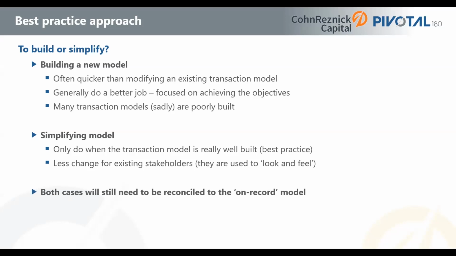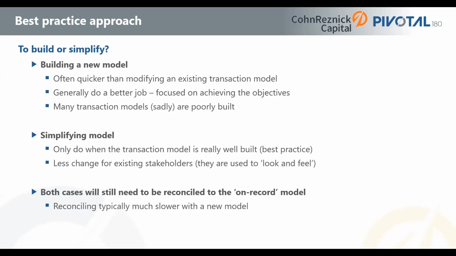The next piece to it is, regardless of which way we do it, we're going to have to reconcile to the on-record model. What I mean by reconciling is we're comparing the cash flows and the valuation between the transaction model and our new asset management model, be it a rebuilt one or a modified one. And this is often the slowest and most painful part of this whole process, particularly if you're changing a model from, say, quarterly to monthly. And we need to reconcile every line.